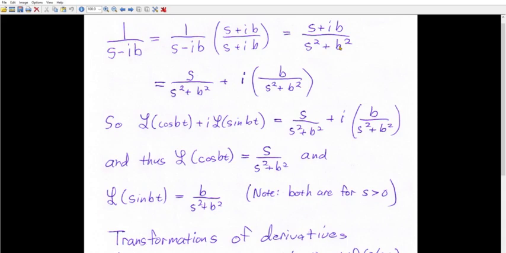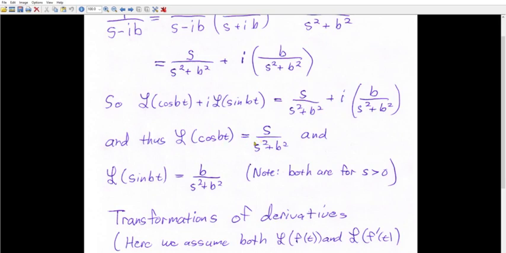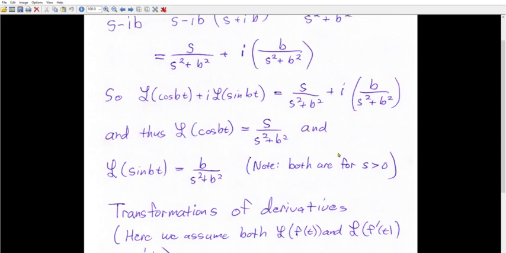And we split that up into the real part, which is s over s squared plus b squared, plus i times the imaginary part, which is b over s squared plus b squared. And according to what we've seen here, the Laplace transform of the cosine of bt, the real part, is this, and the Laplace transform of the sine of bt is the imaginary part, which is this. So we know the Laplace transform of the cosine, and we know the Laplace transform of the sine. Okay, and I didn't make a big deal of this, but both of these turn out to be true when s is bigger than 0.